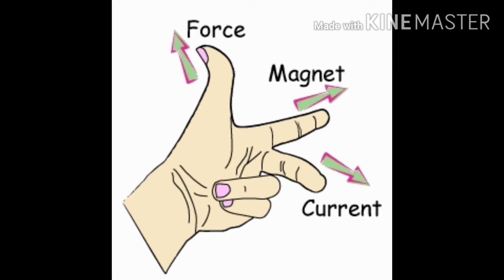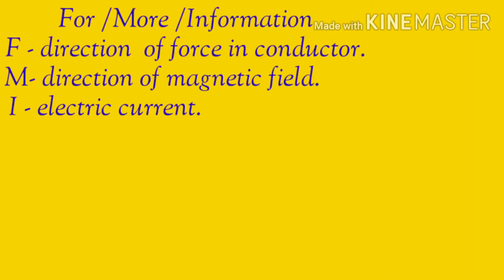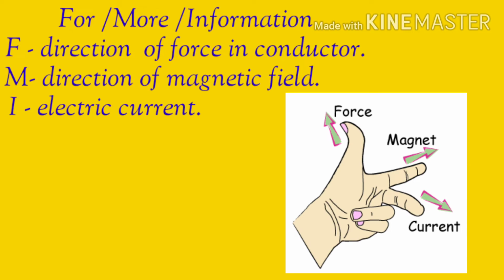According to this rule, the thumb, index finger and middle finger of your left hand you have to stretch in such a way that all three fingers are perpendicular to each other. You can try it out, student. Now remember this word, FMI, for more information, very popular in social media. FMI: your thumb points to the force, that means where the conductor will move. M means magnetic field, that will be the direction of the magnetic field. And your middle finger will be I, that means current. Current is represented by the letter I, so that is why I.